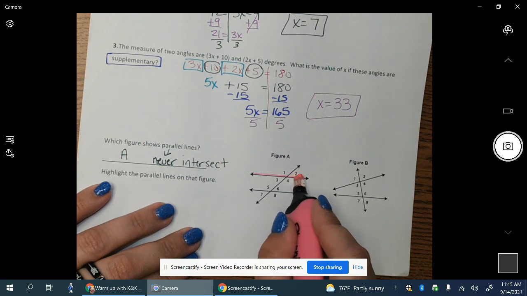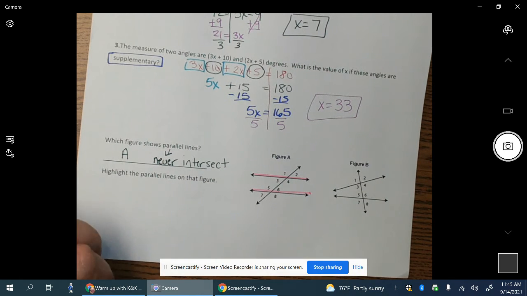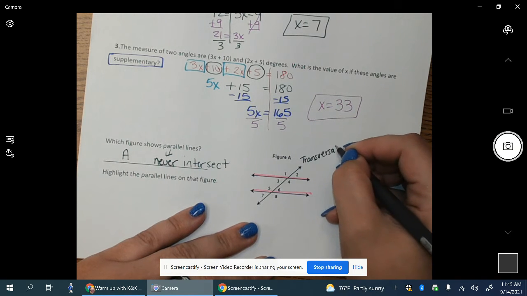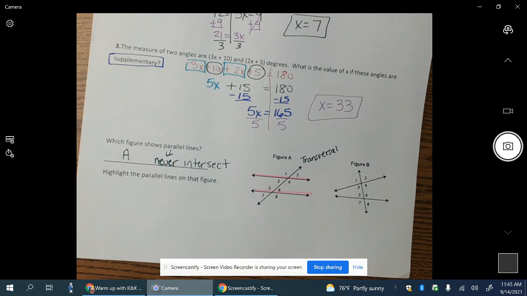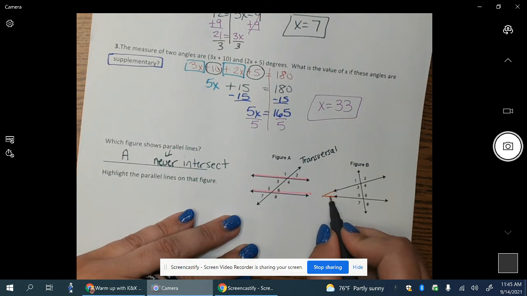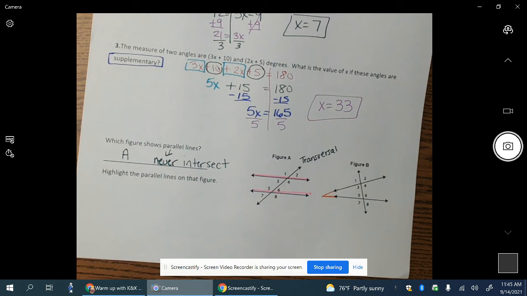So this line is parallel to this line. Okay? That other line going through it, that is what is called the transversal. A transversal just cuts through parallel lines, and it makes two types of angles. Congruent angles or supplementary. That's it. Now on figure B, they're not touching yet, but are they going to be touching in the very, very near future? Yes. That's why it is not parallel. They're going to touch. Everybody okay with that?